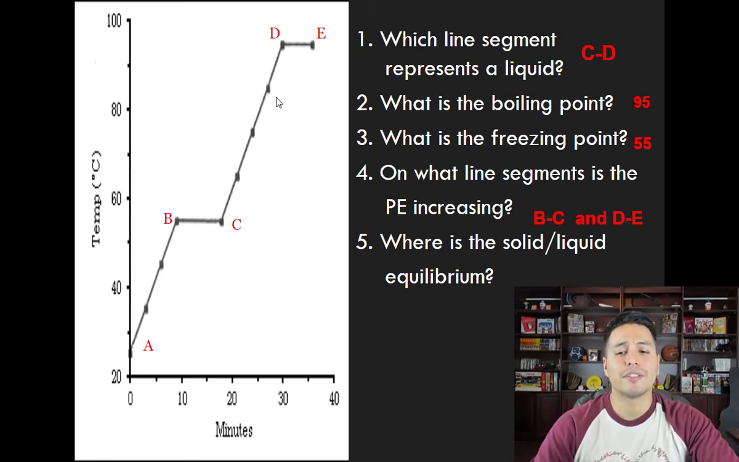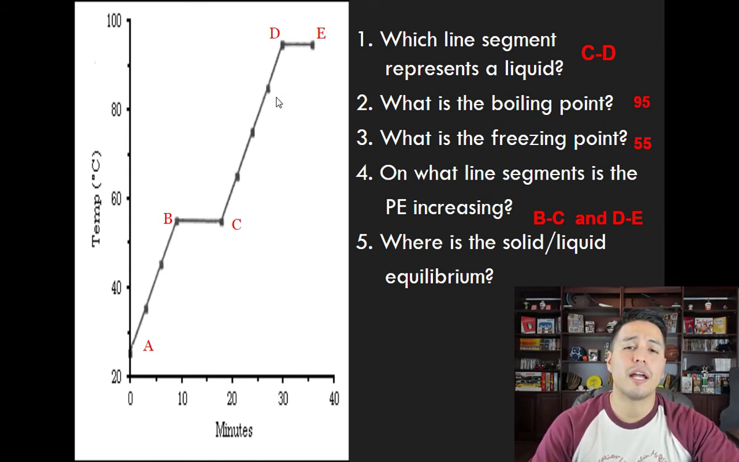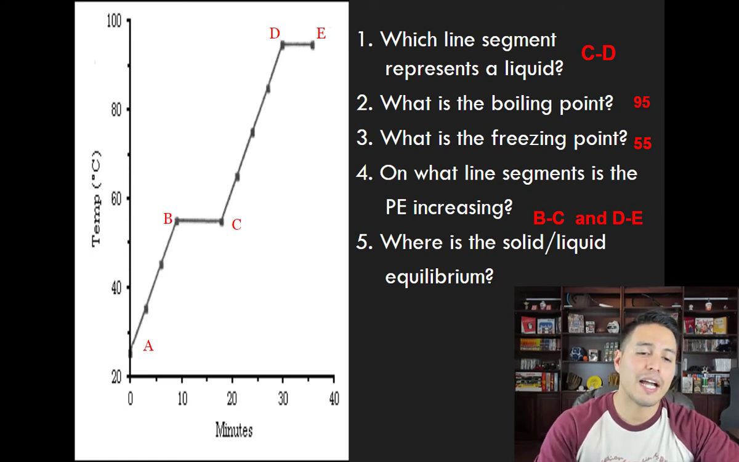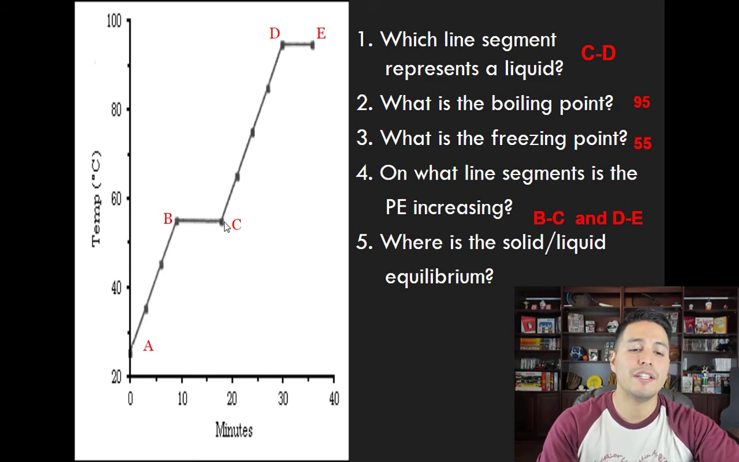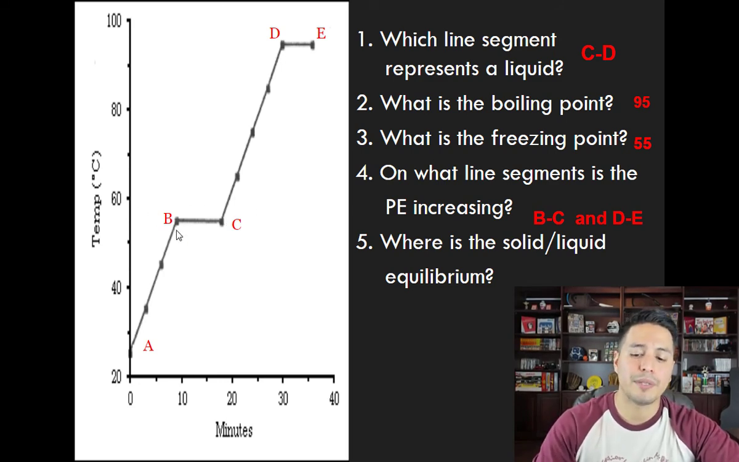Lastly, it's reading, where is your solid and liquid equilibrium? In order to answer this, you need to understand what equilibrium means first. Equilibrium is when two things are at equal temperatures. So in this case, all I have to find is the solid and liquid phase change, and then I can make that point my temperature change. First, I gotta find my solid phase, and then my liquid phase, and then I can say that point B and C is probably going to be that phase change where they're at equilibrium temperatures.